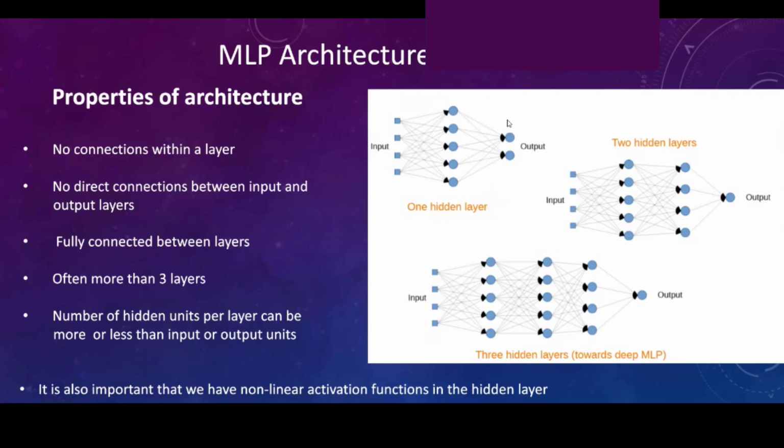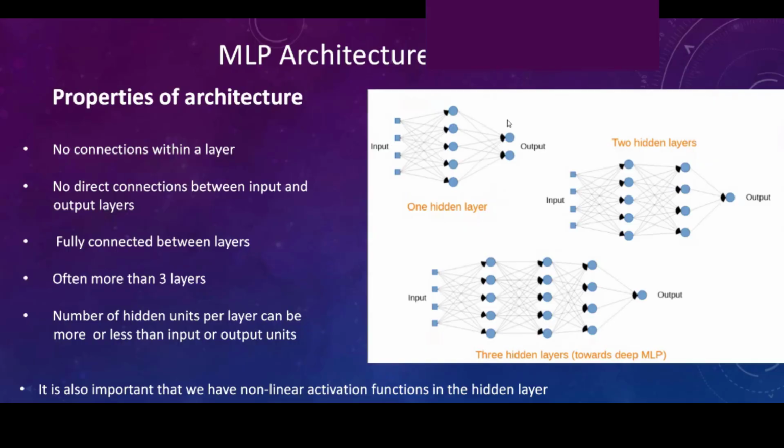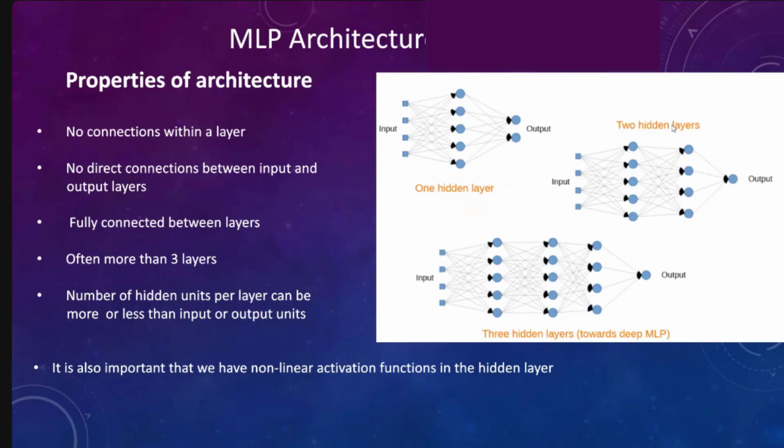So moving on to some properties of the architecture. First of all, there is no connection within the layer. Although we have multiple layers in the perceptron, we ensure that within a layer, no two nodes are connected directly. The only kind of connection we have is from one layer to the other layer.